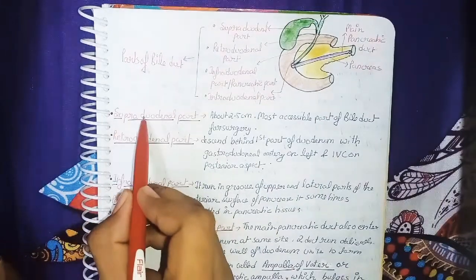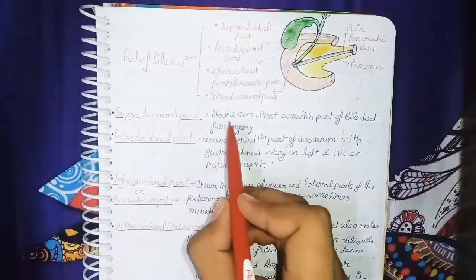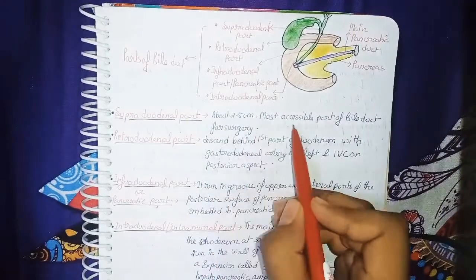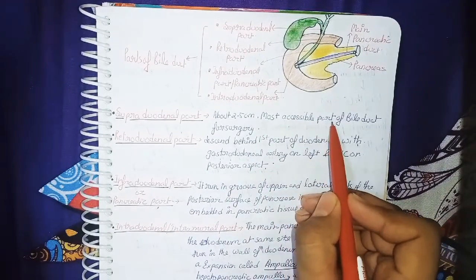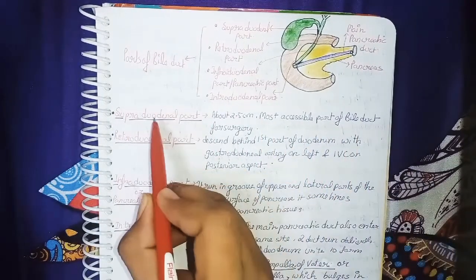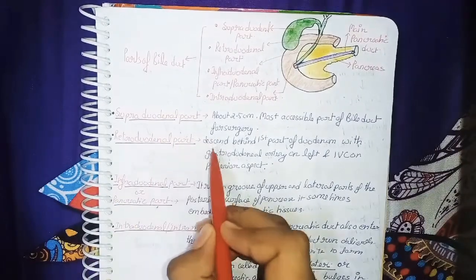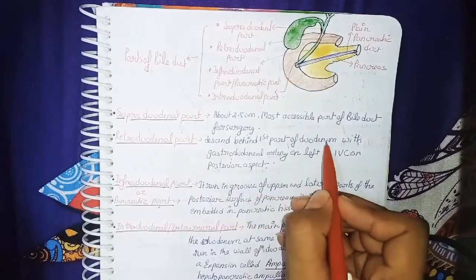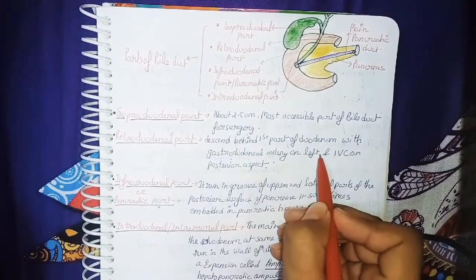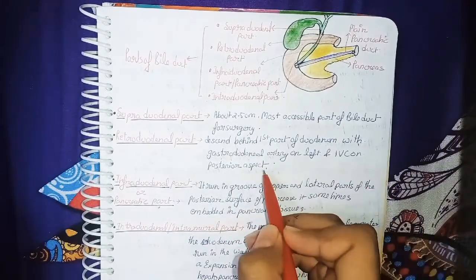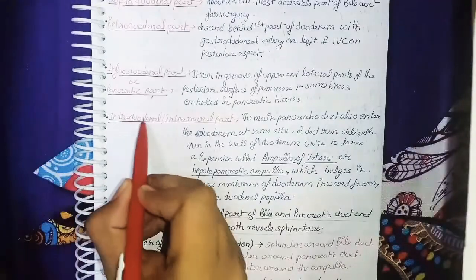Now coming to supraduodenal part. About 2.5 centimeter, most accessible part of bile duct for the surgery. So supraduodenal part is most accessible part. Retroduodenal part descends behind first part of duodenum with the gastroduodenal artery on the left and inferior vena cava on the posterior aspect. Intraduodenal part.